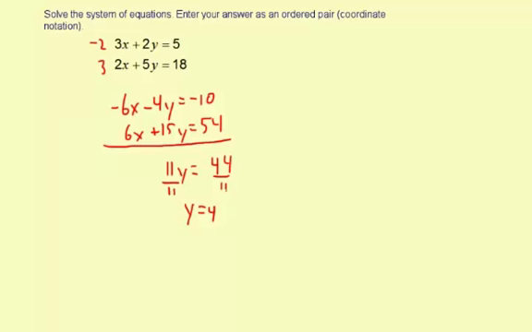Now I'm going to back substitute. I'm just going to use the first equation. You could use either one you wanted, really. So 3x plus 2y equals 5. That's the first equation. And I'm going to substitute 4 in for y. So it's 3x plus 2 times 4 equals 5. So 3x plus 8 equals 5.